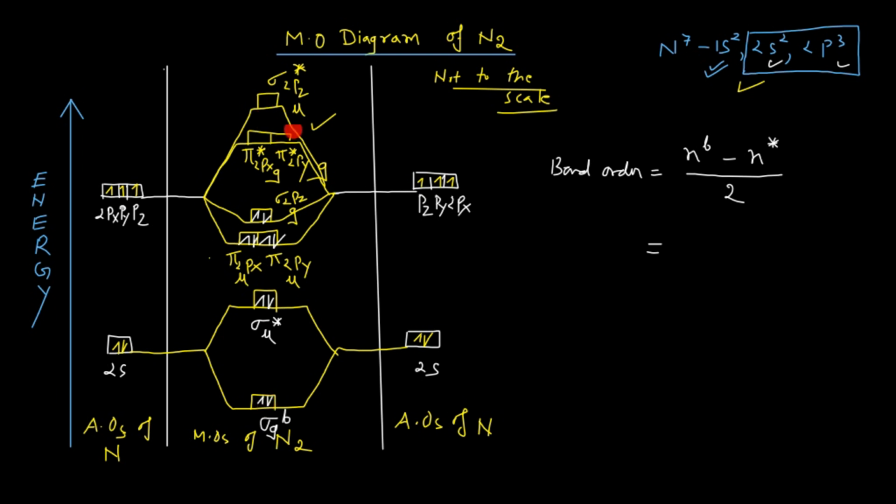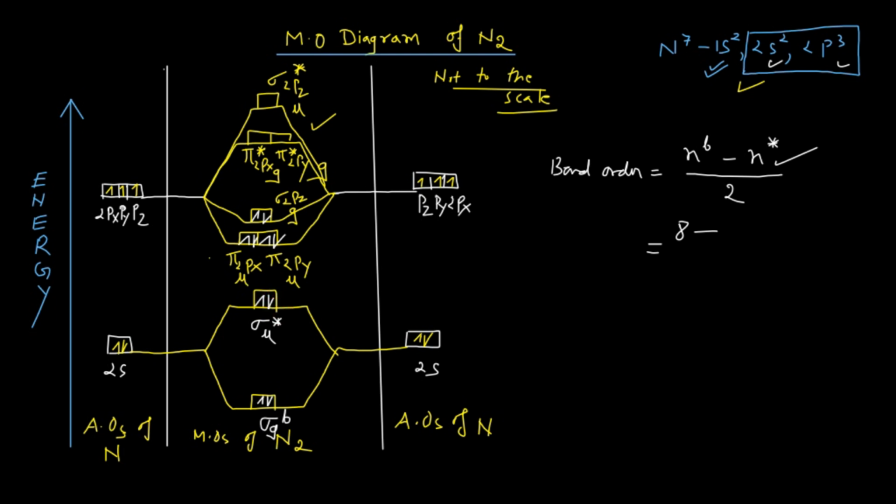Out of these 6, these 3 are the lower energy, they are the bonding ones. And in the bonding orbitals, you are having 2, 4, 6, 8 electrons. So we will write 8 here, minus number of electrons in the anti-bonding orbital. So this is the only anti-bonding orbital which is occupied, that means which is having the electrons. So 2 electrons are there.